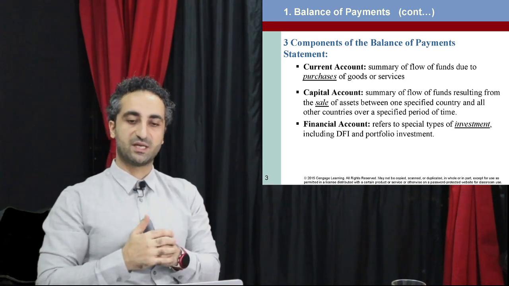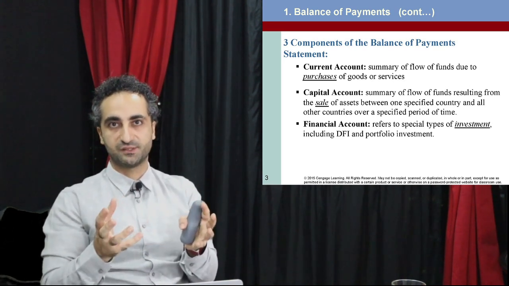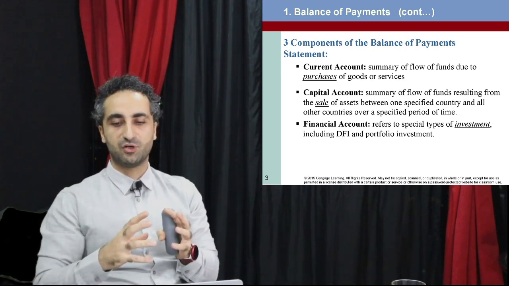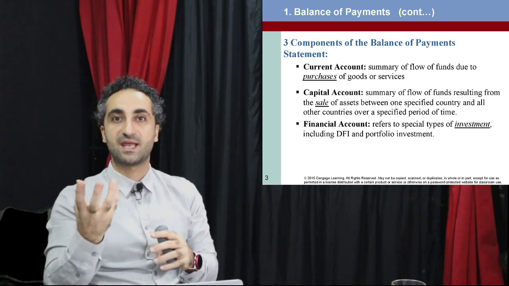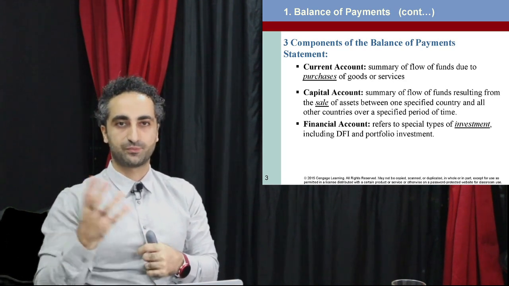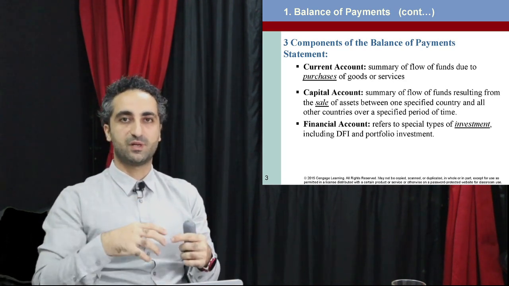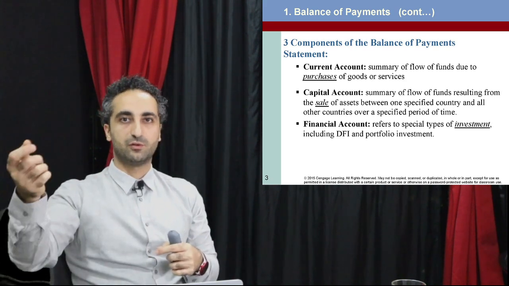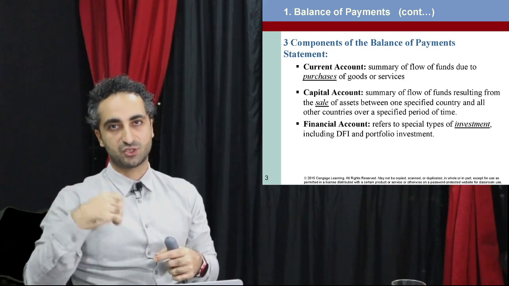What about the capital account? As the name suggests, capital. It's the summary of flow of funds resulting from the sale of assets. So, I want to purchase espresso machines from Germany. From Malaysia, that's a cash outflow. For Germany, a cash inflow.